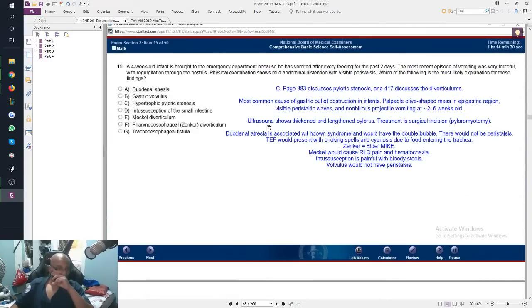Number 15, a 4-week-old infant is brought to the emergency department because he has vomited after every feeding for the past 2 days. So now, past 2 days, that means that the first 3 weeks the baby was fine. The most recent episode of vomiting was very forceful, with regurgitation through the nostrils. Physical exam shows mild abdominal distension with visible peristalsis. Which of the following is the most likely explanation for these findings?